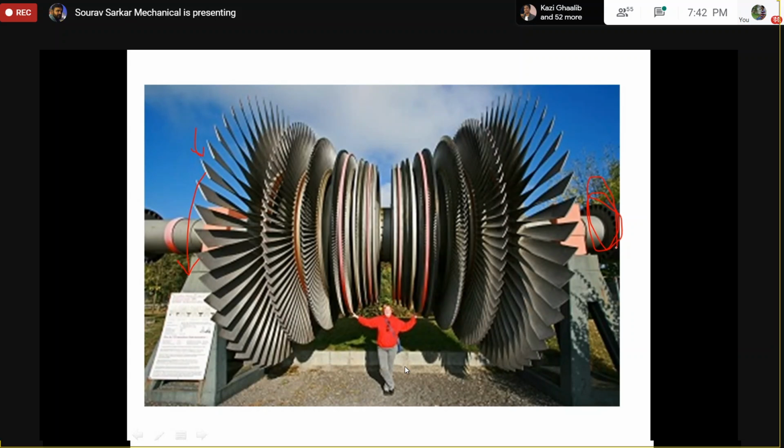So basically what is happening inside the turbine: the fluid is hitting with a high velocity, it is converting into rotation, and due to this process the pressure drops because you are extracting energy.